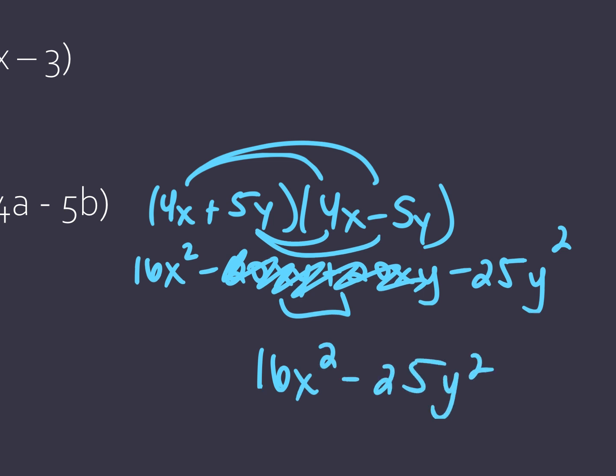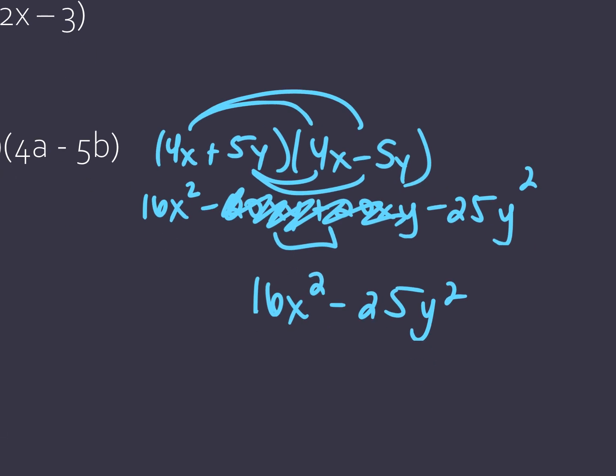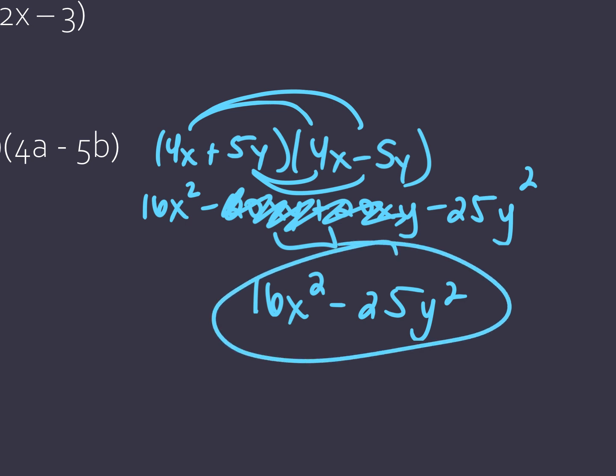So now this is the difference of perfect squares. 16 is a perfect square, x squared is a perfect square, 25 is a perfect square, y squared is a perfect square. Difference means minus sign. If you don't recognize that right off the bat, if you don't look at that and go, oh, the middle terms are going to cancel out, who cares? Just FOIL it, and then it'll naturally happen.